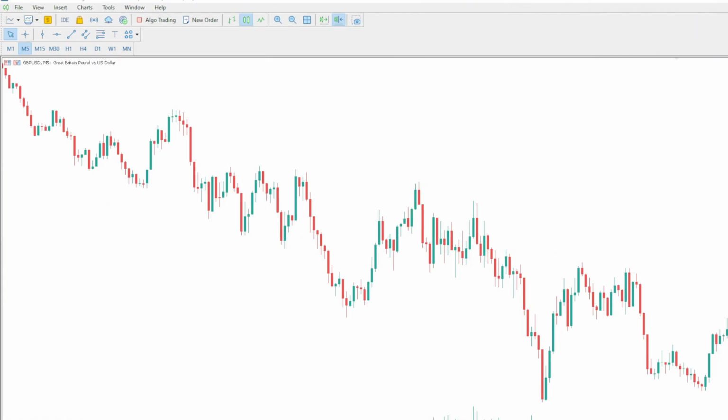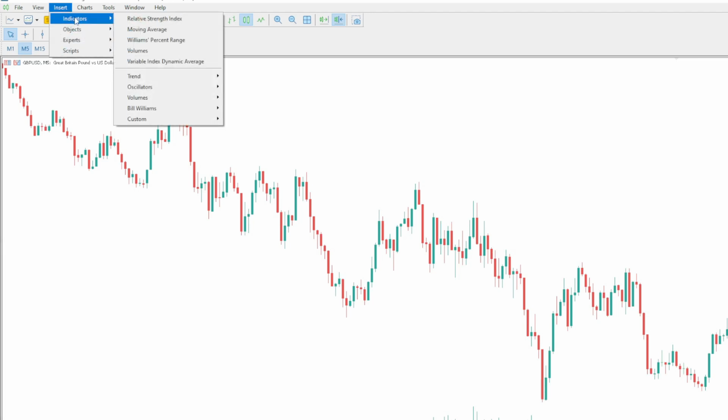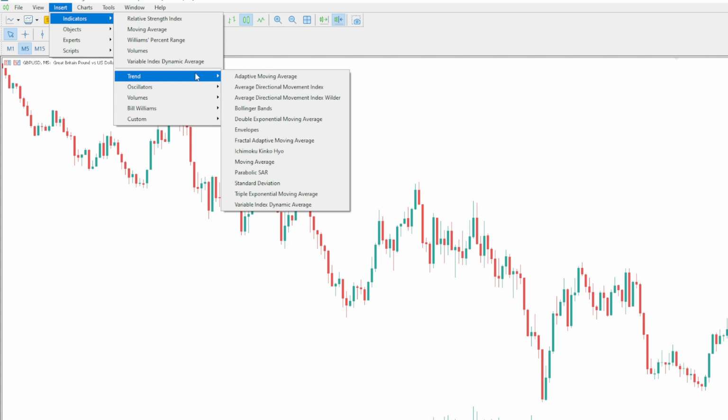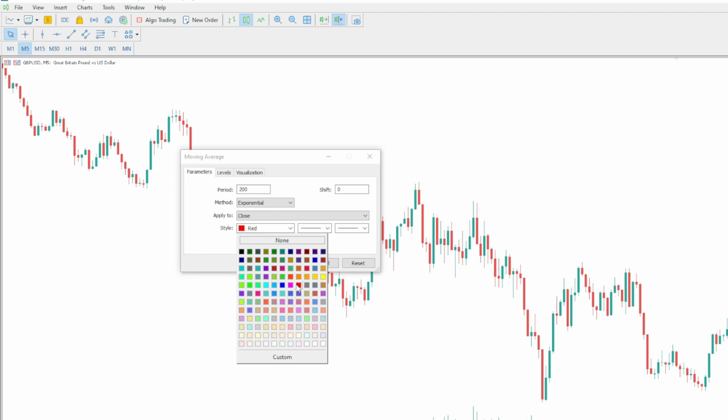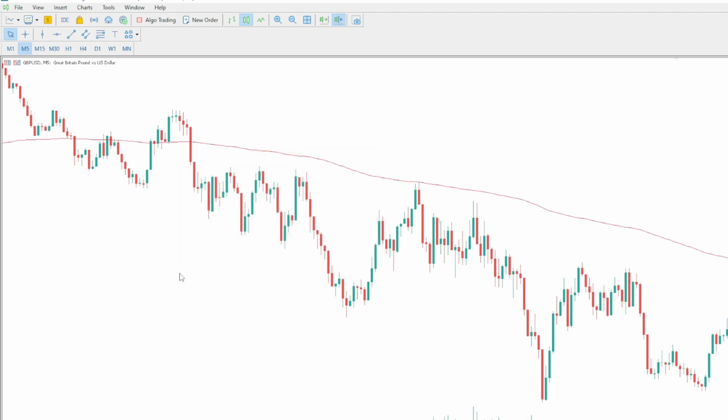Open your MT5 application, then go to the Insert tab, select Indicators, choose Trend, and then select Moving Average. Next, in the Period tab, change the number to 200. For the method option, choose Exponential. After that, customize the line color according to your preference and click OK.